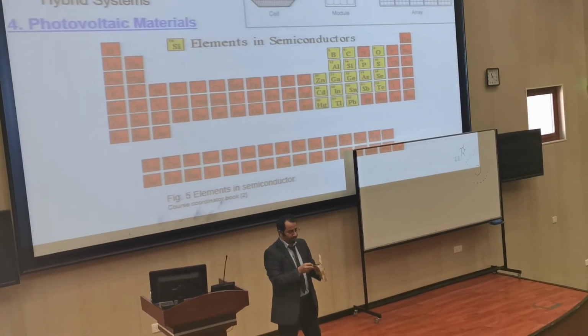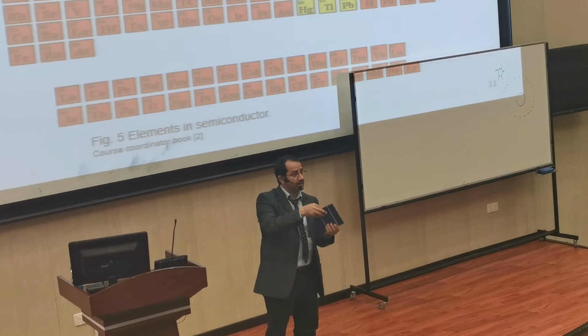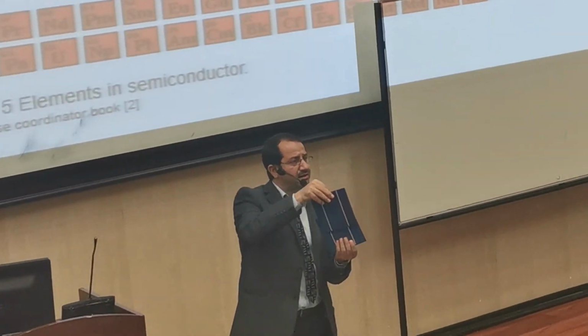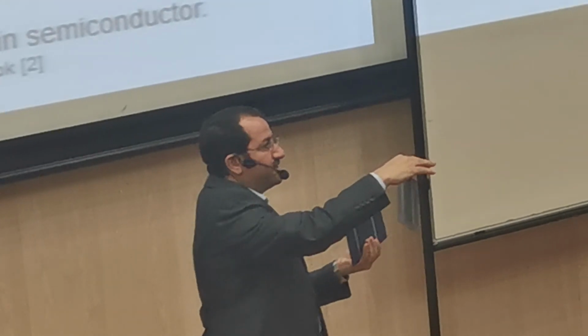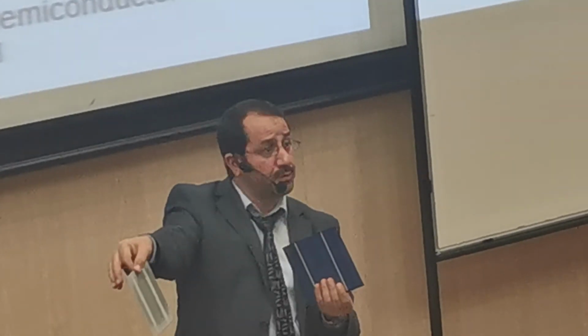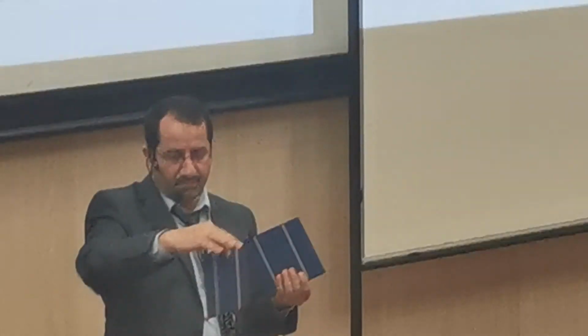Here in this box, I have cells. These are 10 cells. You see, very thin, like a paper. Can you see this one? It could easily be broken, by the way. You don't find this in the market, okay? Usually you purchase a solar panel from the market. But this is the cell.